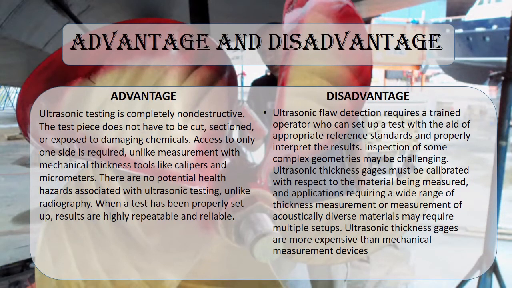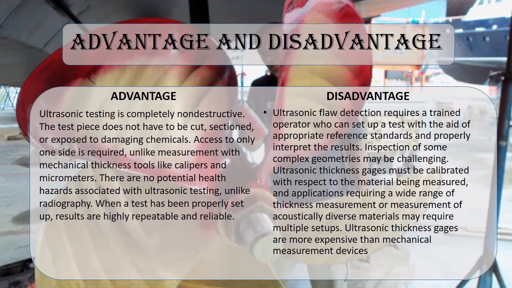Advantages and disadvantages of ultrasonic testing. Advantages: ultrasonic testing is completely non-destructive. The test piece does not have to be cut, sectioned or exposed to damaging chemicals. Access to only one side is required, unlike measurement with mechanical thickness tools like calipers and micrometers. There are no potential health hazards associated with ultrasonic testing. Unlike radiography, when a test has been properly set up, results are highly repeatable and reliable.